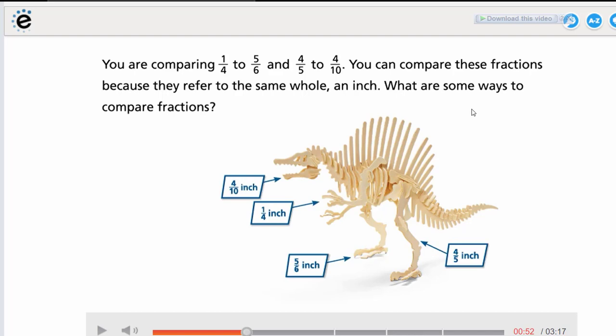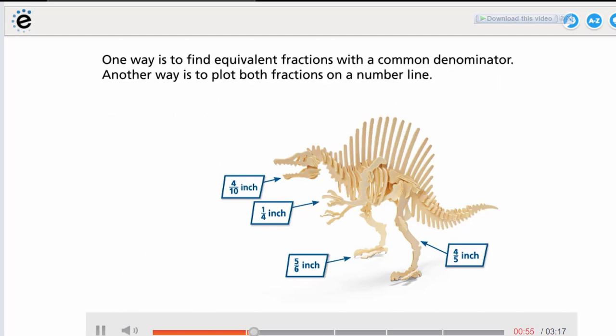Okay, anyone remember anything about this? Do you remember what we learned before, how to compare fractions? We learned before that we may use benchmarks to compare fractions, and we did this before. Now today, let's see what we can do.